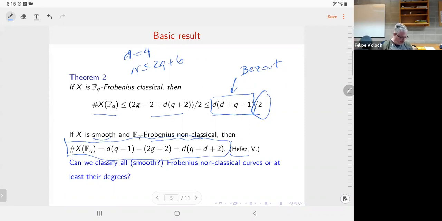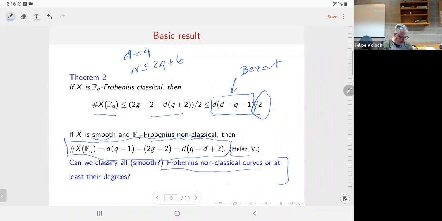So this is sort of a dichotomy, and it would be interesting to know, for example, what are the smooth Frobenius non-classical curves? Because then you'd have some additional information, and you'd know what you can exclude to apply this bound. So here's the first little problem that I would like to raise, that question about Frobenius non-classical curves.